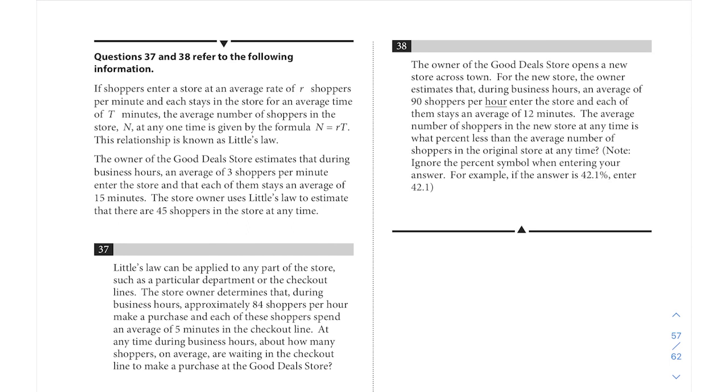This is Chris, and we are taking a look at questions 37 and 38 here as we wrap up the last section in SAT Practice Test 3. Questions 37 and 38 refer to the following information.